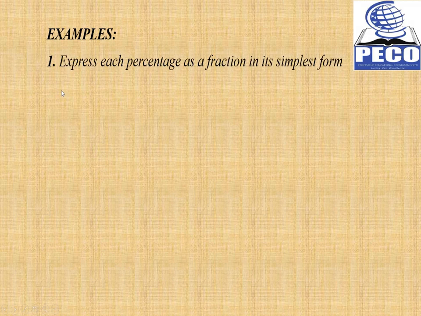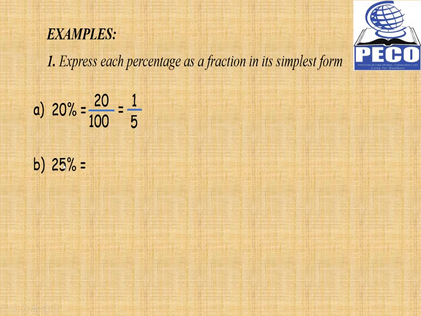Example 1. Express each percentage as a fraction in the simplest form. Remember we said that a percentage is a fraction whose denominator is 100. So 20% is the same as 20 out of 100. Then you simplify, you can reduce, and you come up with 1 out of 5. The same thing, 25% is 25 out of 100. You can reduce, and that will be 1 out of 4.